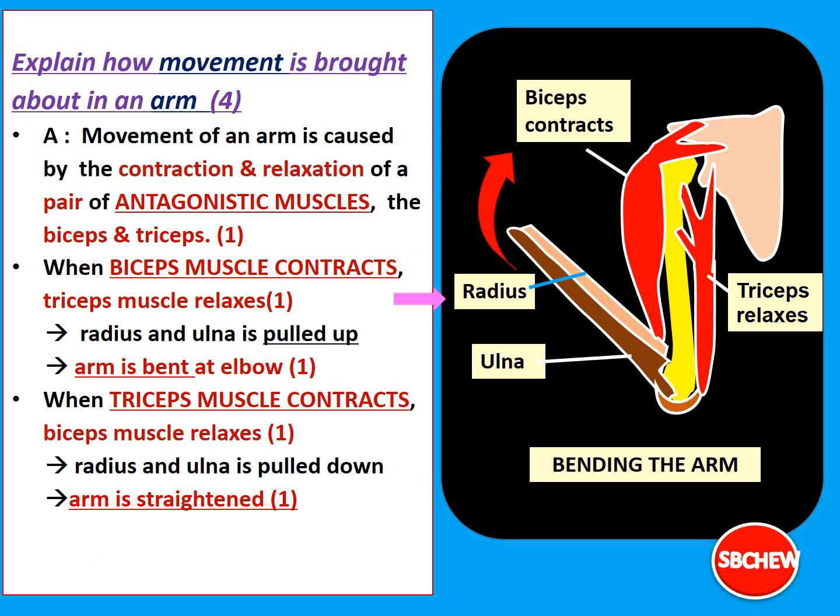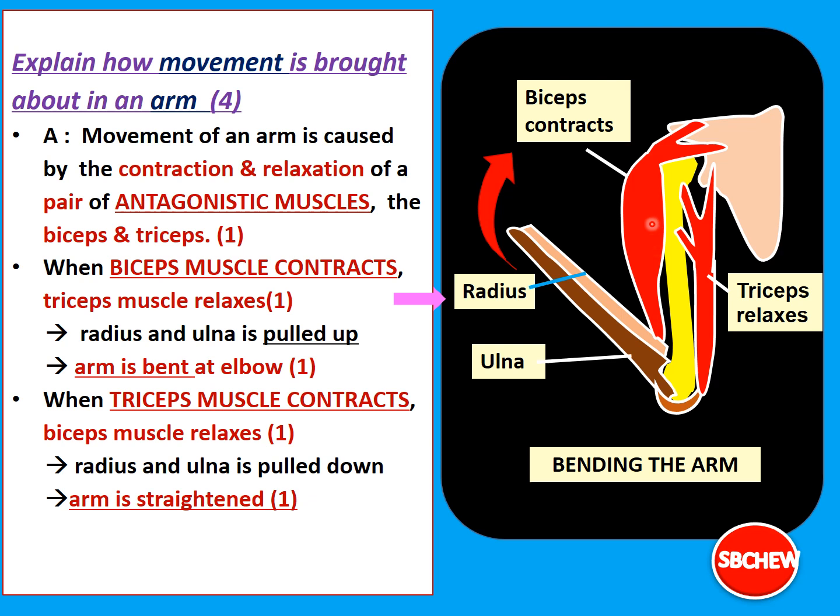Let's discuss how movement is brought about in the arm. Movement of an arm is caused by the contraction and relaxation of a pair of antagonistic muscles, that is, the biceps in the front and the triceps at the back. The mention of antagonistic muscle pairs, or using this term, is very important for this question, and that will help you to obtain 1 mark. So we must mention how these antagonistic muscle pairs work.